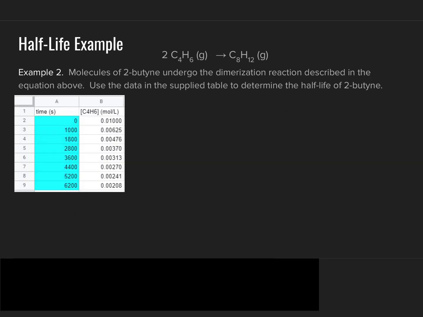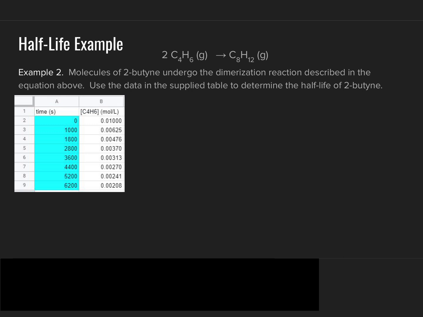All right, continuing here with a second example half-life problem. In this particular example, we're going to be examining a system in which we have molecules of the organic molecule 2-butyne, which undergo a dimerization reaction. Di meaning two, a dimerization reaction is a reaction in which two individual species react together to form one product. And so in this dimerization reaction, we're going to be taking two molecules of 2-butyne and combining them together to form the species C8H12.